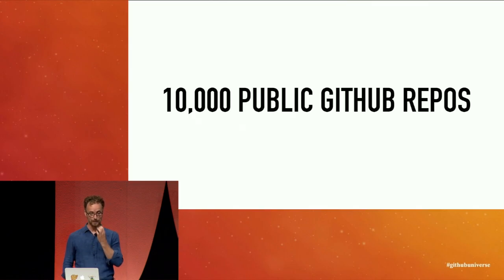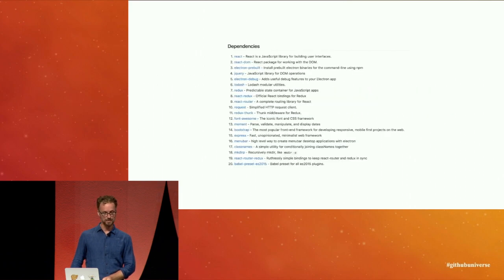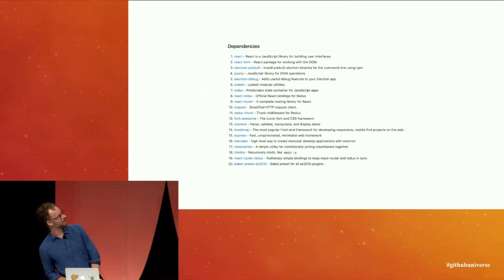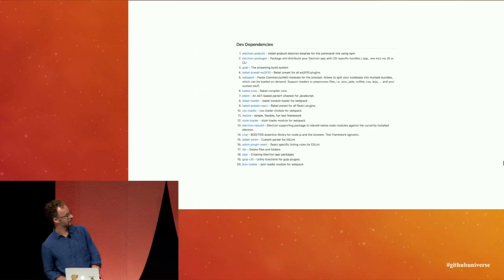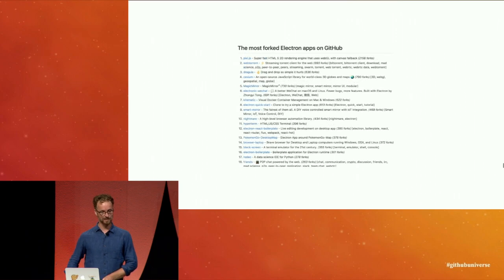There are 10,000 repos on GitHub right now that depend on Electron. That's pretty exciting. I did a little diving in to figure out what they're up to. I don't know if you can read that, but this is a list of the top dependencies. React is wildly popular in the Electron space. For dev dependencies, you can see there's a lot of Babel going on. People really want their super futuristic JavaScript. I can't blame them.